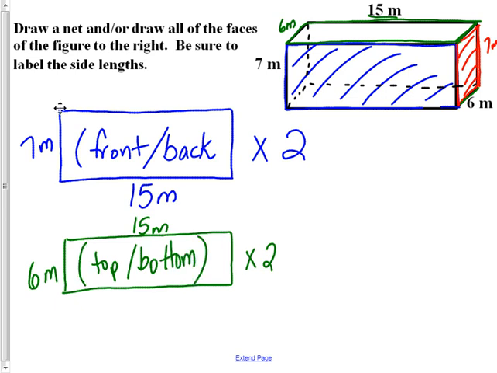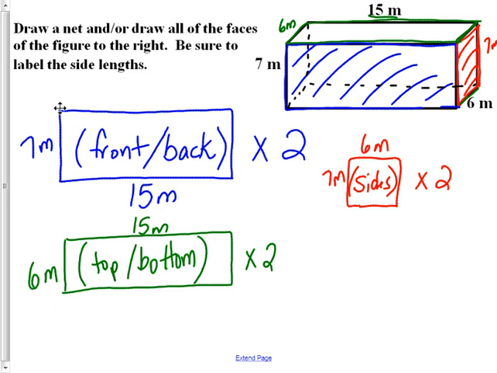And then I'm going to need the sides, which are each 6 meters by 7 meters. So 7 meters by 6 meters. And again, I need 2 of those because those are my sides. So now, if I want to find the surface area, I can find the area of each face. And remember, when I do the front, I'm going to have to double it because I need one for the back also. When I do the top, I'm going to double it because I need one for the bottom also. When I do the side, I'm going to double it because I need one for the other side also.